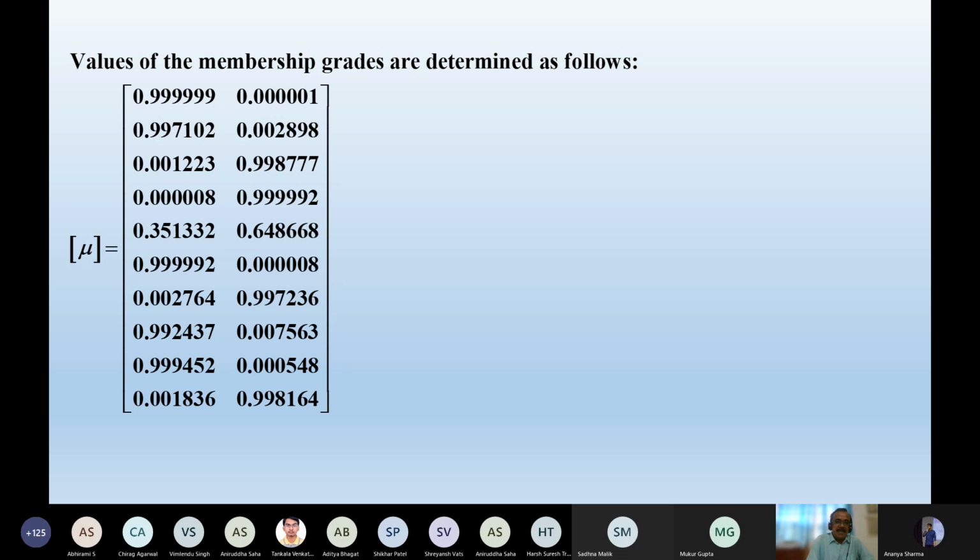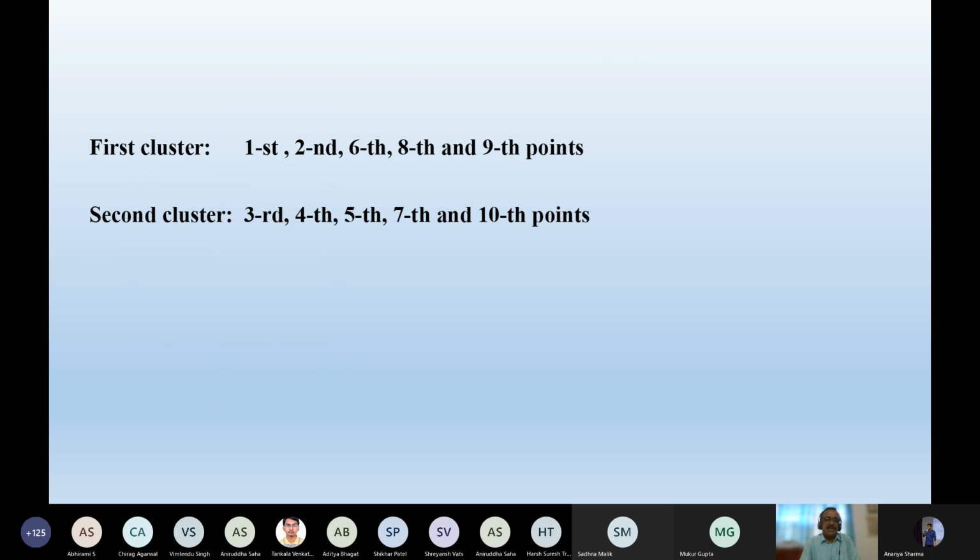What does it mean? It means that data point 1, data point 2, then data points 3, 4, 5, 6, then data point 8 and data point 9 are coming under the umbrella of one cluster. Similarly, the third data point, the fourth data point, the fifth data point, then the seventh data point, and the 10th data point are going to cluster 2. So this is the way we can do the clustering, fuzzy clustering.